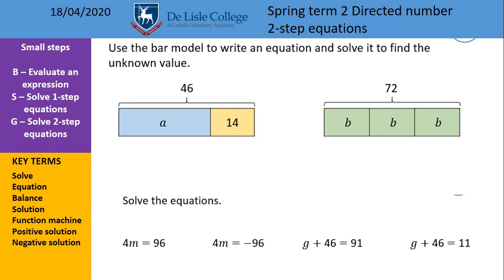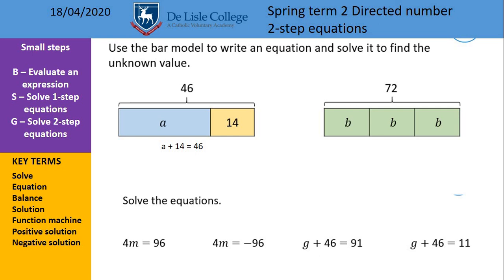So the first one, we can see that the total, a and 14, added together, so a plus 14 is equal to 46. Now the whole idea of solving these equations is you want to isolate, i.e. get on its own, the letter. So the letter there is a. At the moment the 14 is in its way, it's a plus 14, so we want to balance it out by getting rid of that 14, and we would take it away.